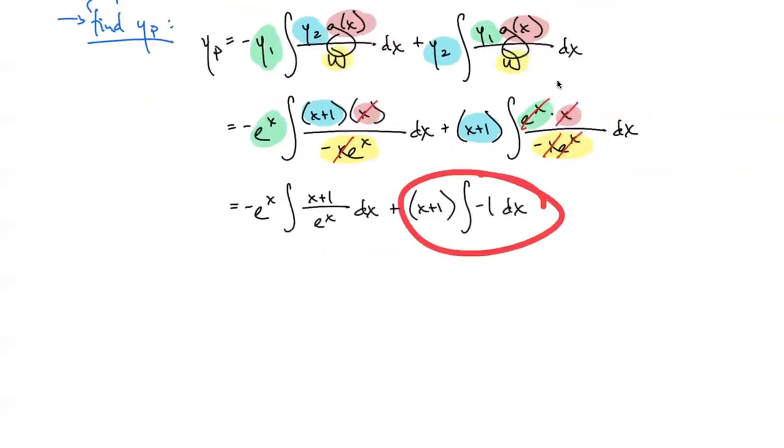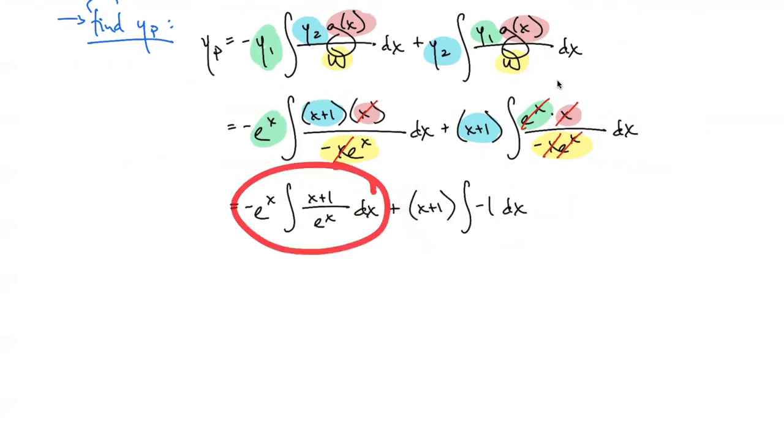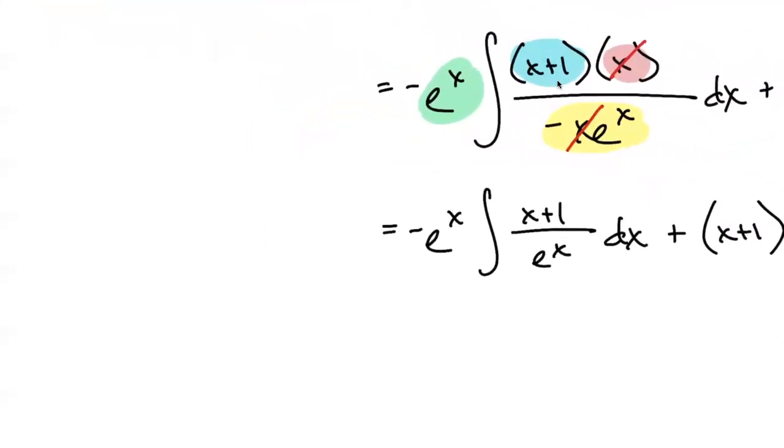Now this second integral, I'm not worried about. I know we can integrate that. But the first one over here, this x plus 1 over e to the x, it probably would be nice for us to go ahead and substitute, all right? Or not, we're going to simplify a little bit here.